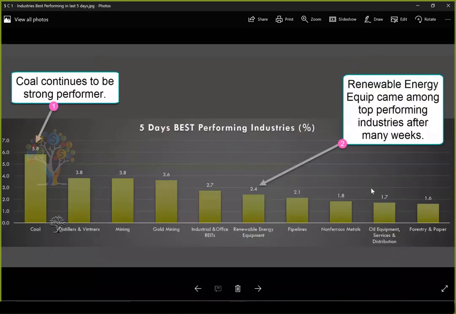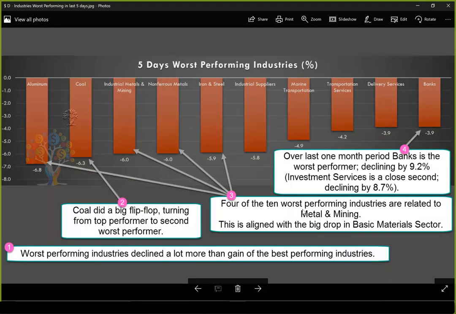By the way, this is the graph from the previous week, and as I mentioned, renewable energy was already among the top 10. However, it was not the best performing. This week we saw it has become the best performing industry group. If we see this week's five worst performing industries, then we see that the worst performing industries declined a lot more than the gain of the best performing industries.